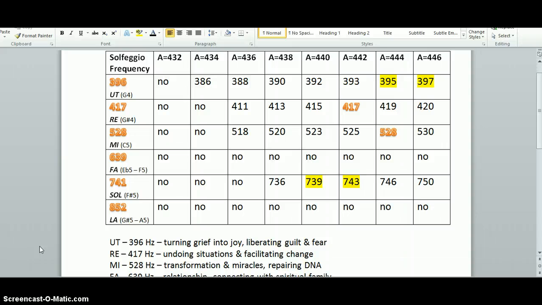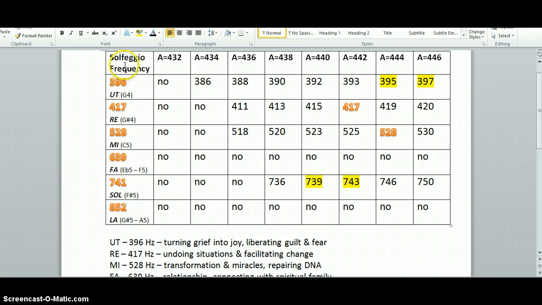There's been a lot of information on the internet and out in the world today about the solfeggio frequencies. So we're going to start this first lesson going over the solfeggio frequencies and comparing them to tuning systems that have been around. First of all, we'll just go over this chart.